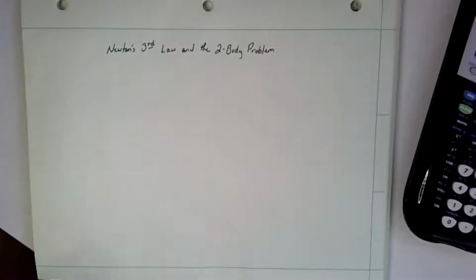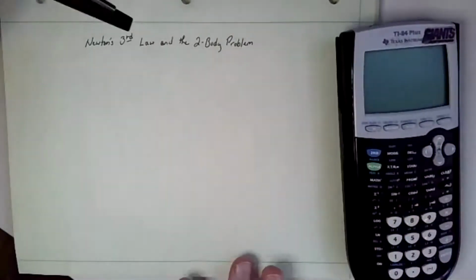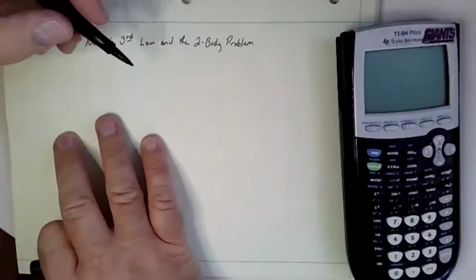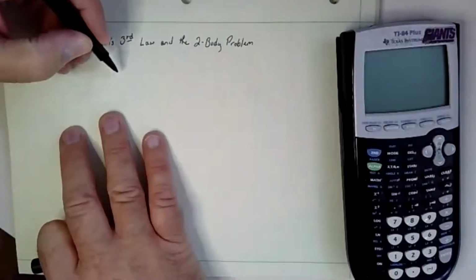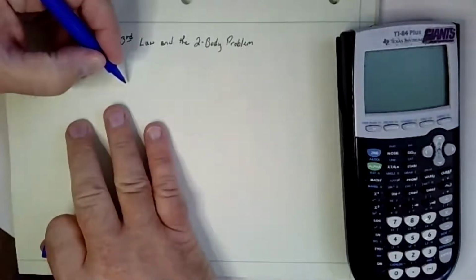This tutorial is a combination. There's a little bit of lecture here, clarifying what the two-body problem is and Newton's third law, and we'll apply this twice. What we mean by the two-body problem is that we have two objects that are getting accelerated.